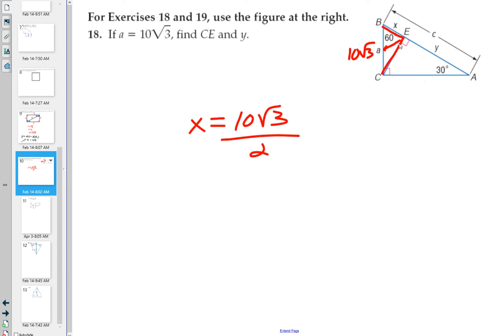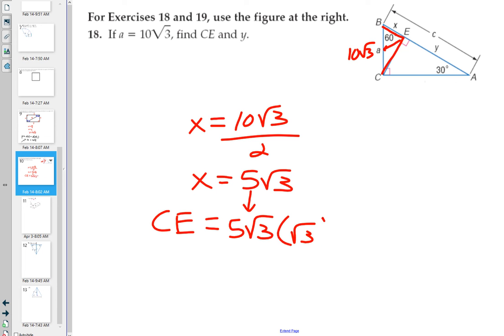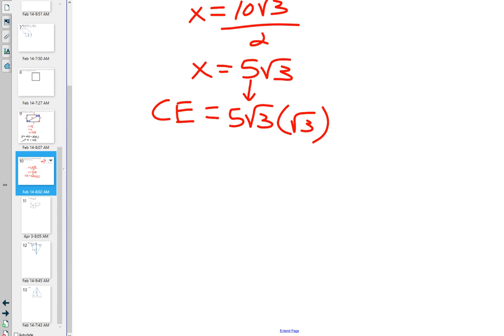Since the 2 is not in a square root, it's going to be 5 square root of 3. Then I could find CE. CE is the long leg of the little baby triangle. How do I go from short leg to long leg? Yeah, so I take this short leg that was there, and I multiply by an extra square root of 3. What happens when I multiply a square root times itself? It takes a square root of it, good. So that's just going to be now 5 times a regular 3.